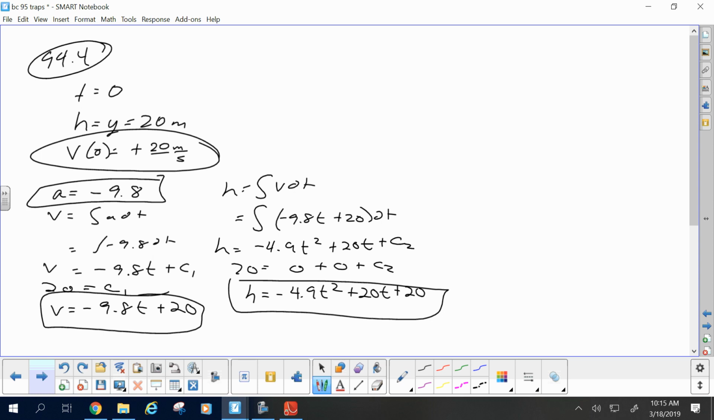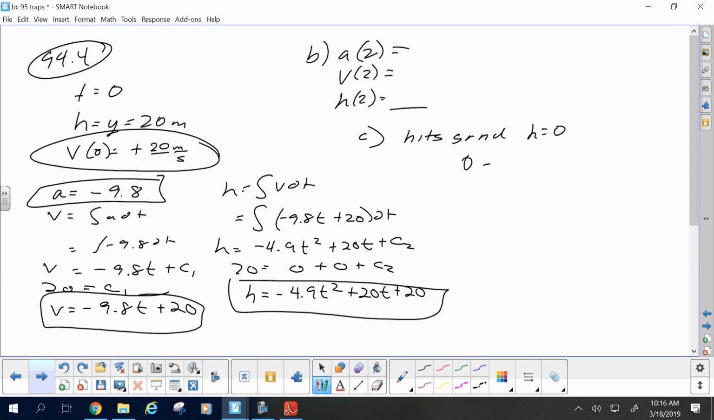Okay? B, at time 2 then, acceleration at time 2, constant. B should be easy now, and C, hits the ground, means height is 0. You can solve that a lot of different ways: quadratic formula, or a calculator that solves quadratic equations. Okay?